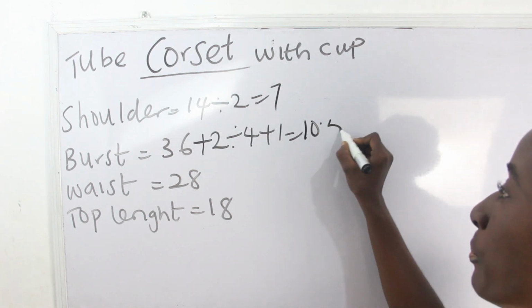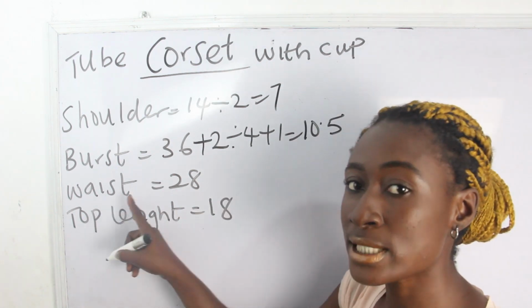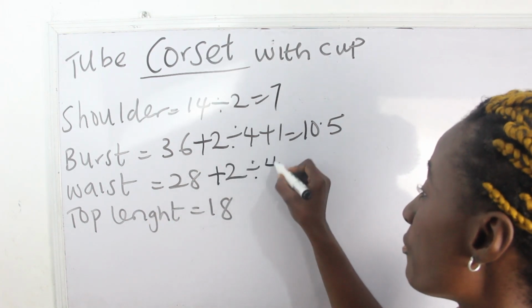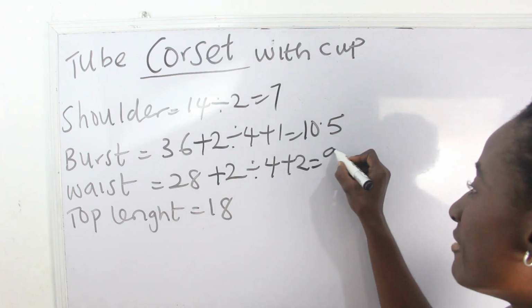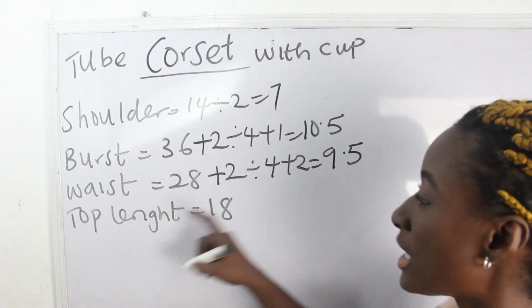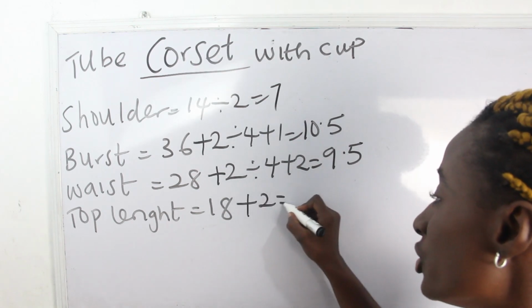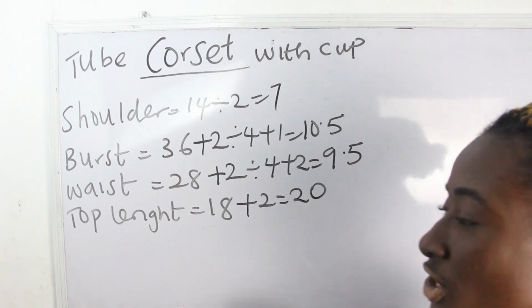we have 10.5. Our waist is 28. 28 plus 2 divided by 4 plus 2, we have 9.5. Our top length is 18. 18 plus 2 inches, we have 20 inches.